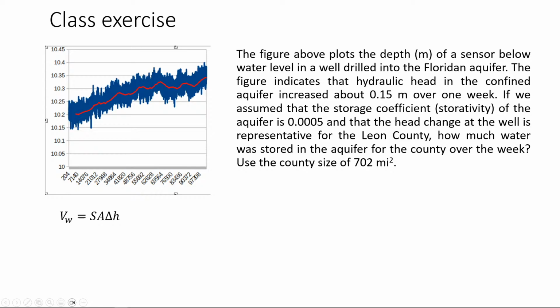So over 1 week of data, this is like in 1 week. So what is delta H? Delta H would be 10 to the power 3, 5 minus 10 to the power 2. So that is like 0.015 meter over like 1 week.